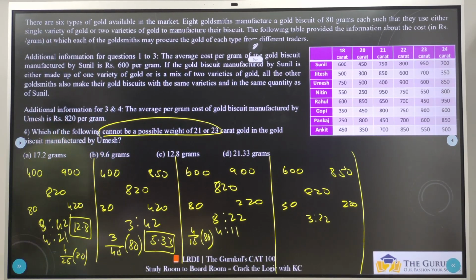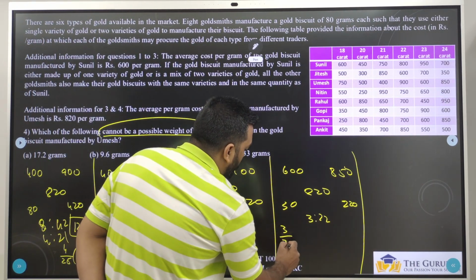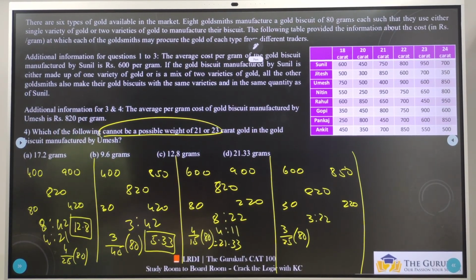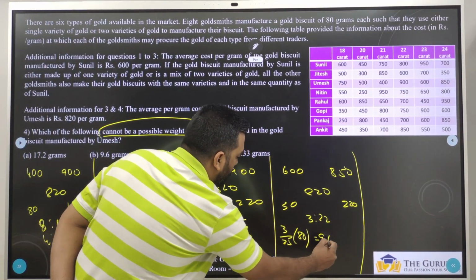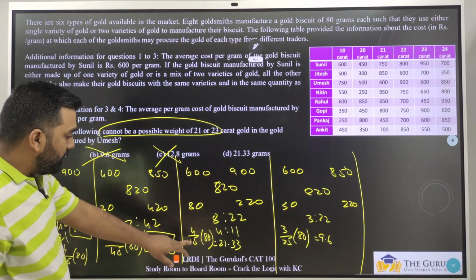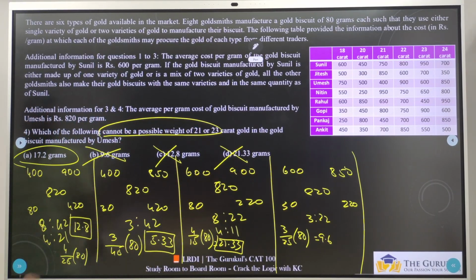Quickly calculate that one. Perfect. 21.33. Next, 3 parts out of 25 parts in 80. Very good. That is 9.6. Now 9.6 grams is possible. That is not the answer. 12.8 grams is possible. Not the answer. 21.3 grams is possible. Not the answer. So my answer is definitely 17.2, which is not coming in any of the given 4 cases.